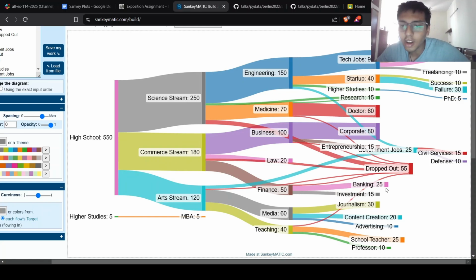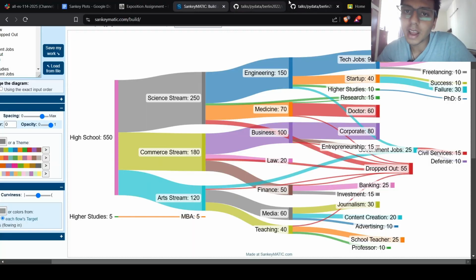We can also figure out how many students take banking after taking finance. By this data analysis, we can change the number of seats in each branch, and we can also modify policies for the benefit of students. By analyzing the diagram more, we can also see the success rate of startups in India.